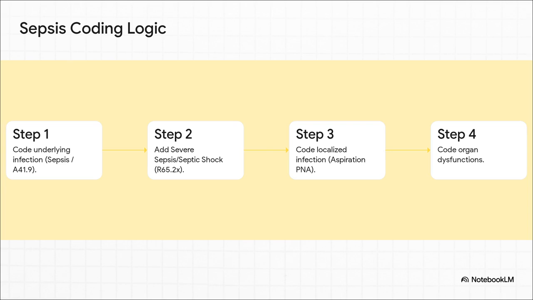So how do we actually build that bulletproof coding sequence? Step 1. We follow the official logic and establish the systemic infection, so we code the sepsis, like A41.9. Step 2. Since the patient has acute renal impairment and altered mental status linked directly to that infection, we have to add the severe sepsis code. Step 3. We code the localized infection, the aspiration pneumonia. And finally, Step 4. We code out those specific organ dysfunctions.